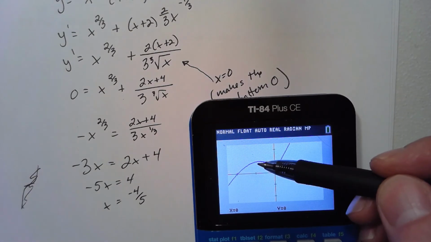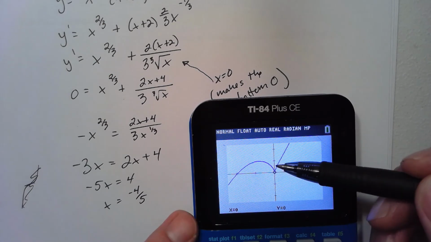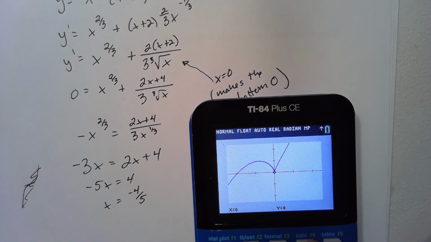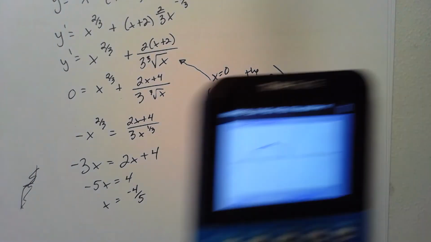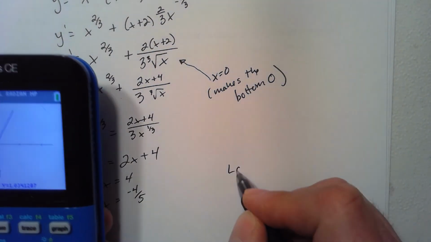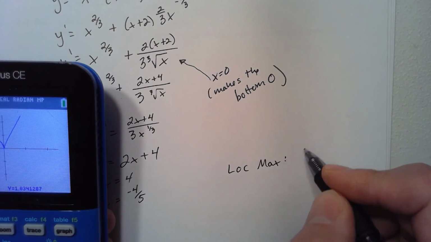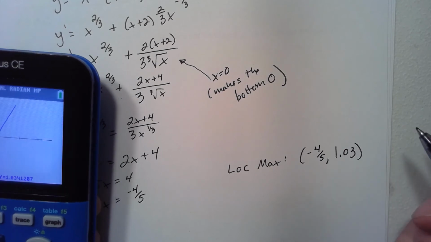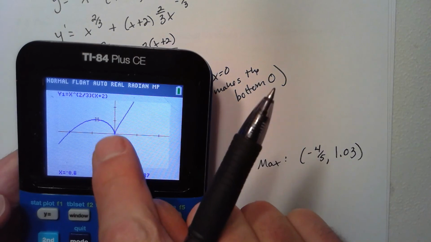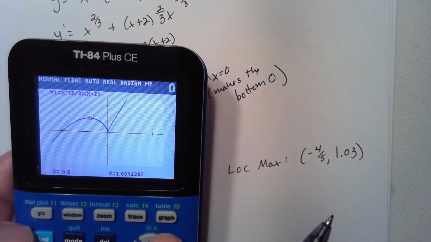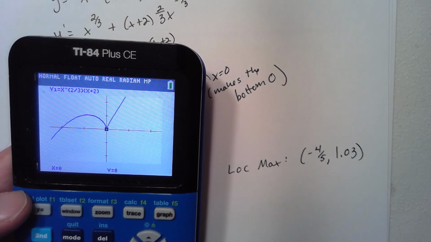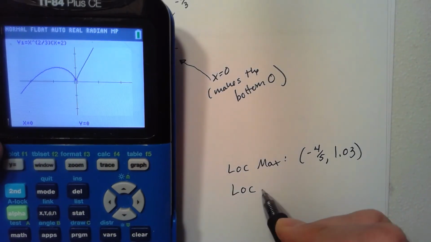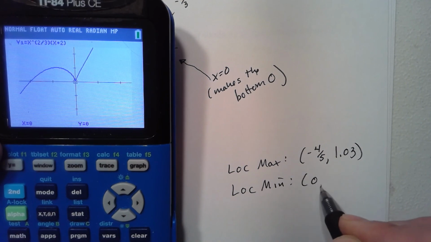So at negative 4/5, that is a local max, and we can calculate the value at negative 4/5, and I get 1.03. Okay, so a local max at negative 4/5, comma 1.03. Nothing like going from fraction to decimal in the same problem. And then we have a local min at zero. So calculate the value when x is zero, we get 0, 0. So that looks like a local minimum at 0, 0.